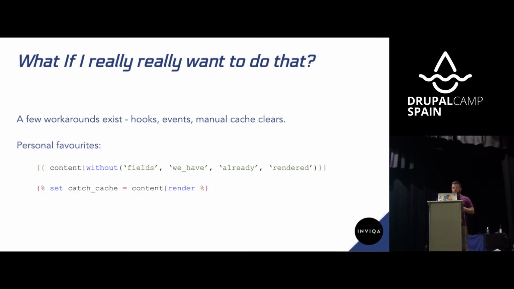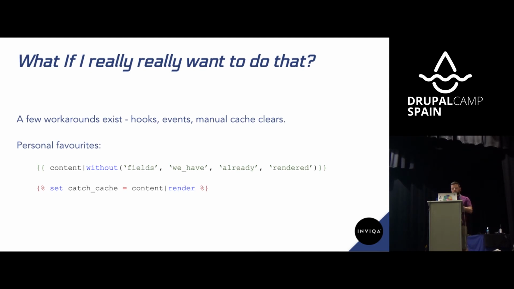So for the workarounds, you can use your hooks to invalidate your caches. Let's say you update the node, clear the cache for something. You can use Symfony events for that, and you can even introduce manual cache clears. I've seen content editors having a button in the admin UI to clear the cache for the node after they edit it, because God knows why.